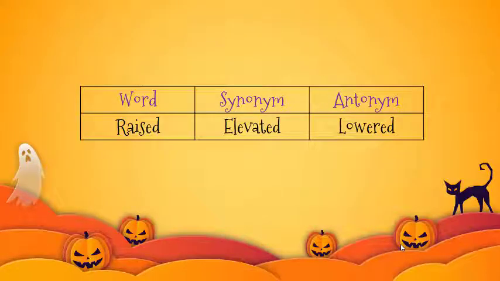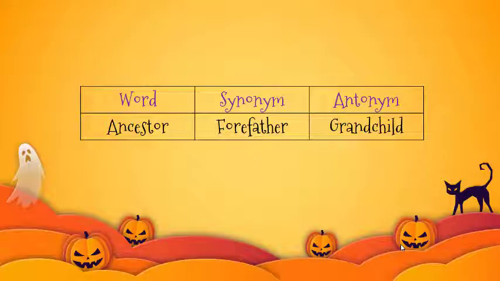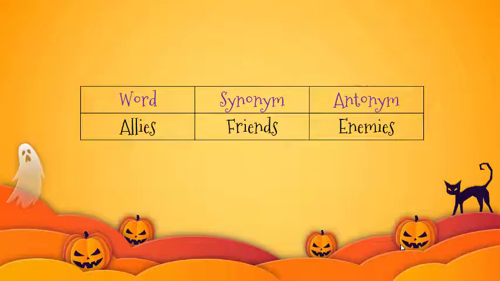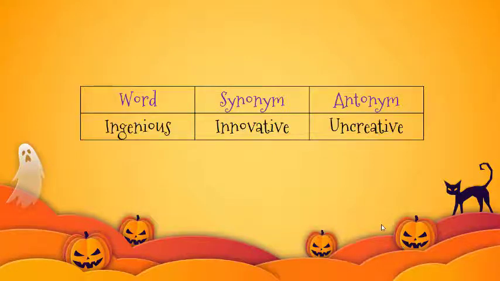Raised. The synonym of raised is elevated, but the antonym lowered. Ancestor. The synonym of ancestor is forefather, but the antonym grandchild. Allies. The synonym of allies is friends, but the antonym enemies. Widely, and the synonym of widely is universally, but the antonym locally. Ingenious. The synonym of ingenious is innovative, and the antonym uncreative.